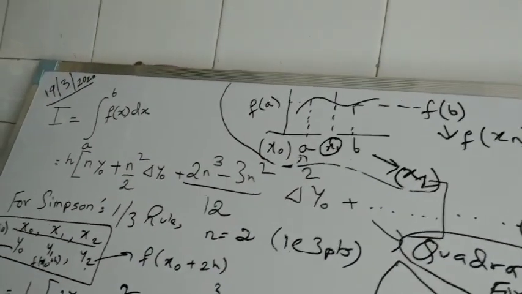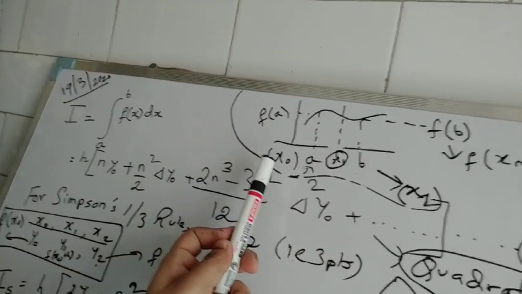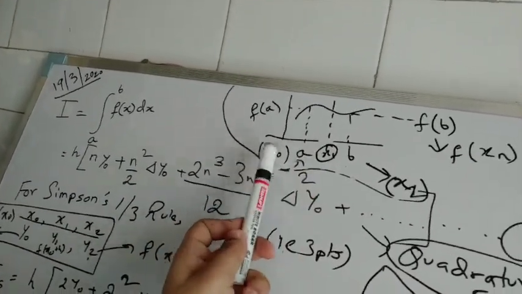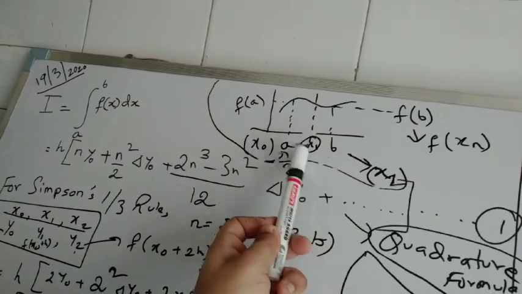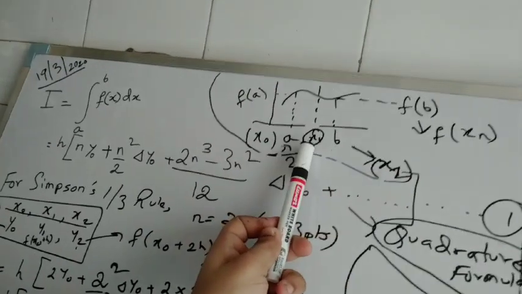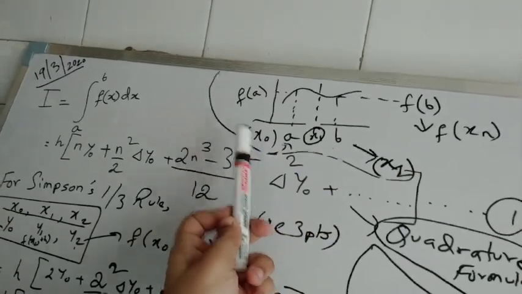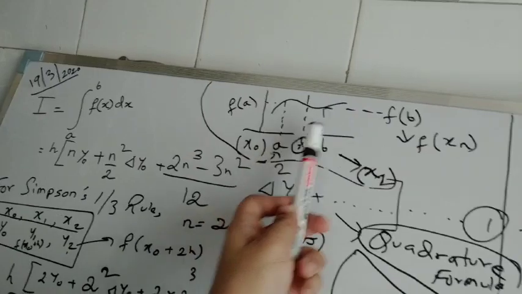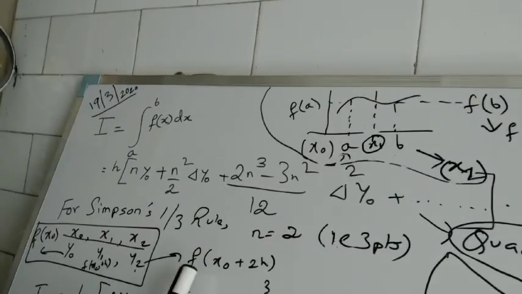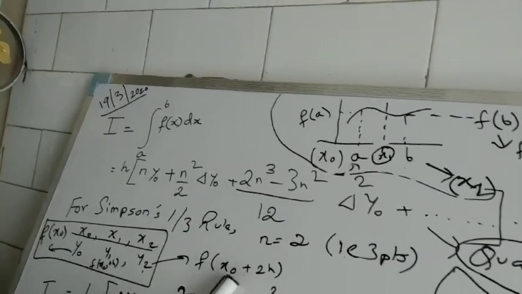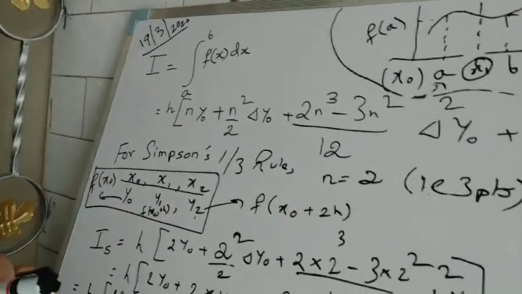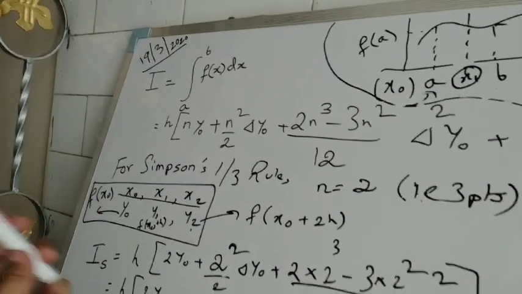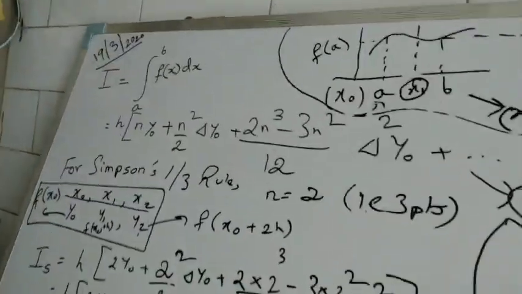We already know that x1 is x0 plus h, so what will x2 be? x2 will be x1 plus h. Now x1 is x0 plus h, so x2 is x0 plus this distance h plus this distance h, that is x0 plus 2h. So we are considering only 3 points here, that means n equal to 2.